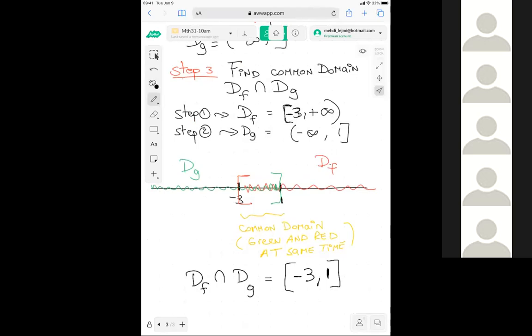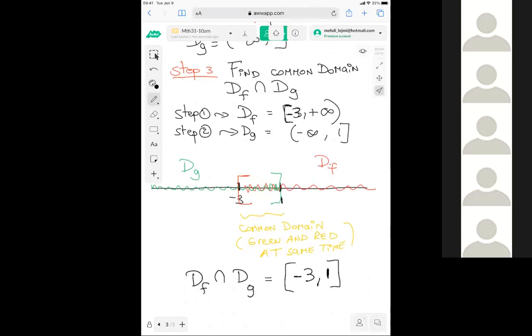So you see, guys, all you have to do is draw your number line, and you can graph or draw the domain of F and then the domain of G. Then you have to find the intersection, the intervals which belong at the same time to the domain of F and the domain of G. Like here, the interval would be negative three, positive one, because it belongs to the domain of F, it's in the red, and it's also in green, which means it's in the domain of G too. So that would be my common domain.